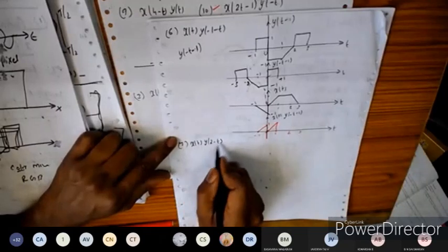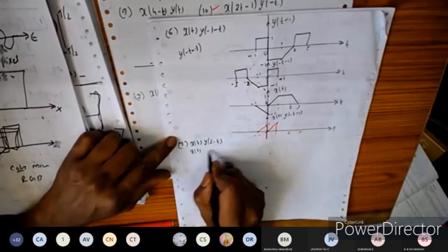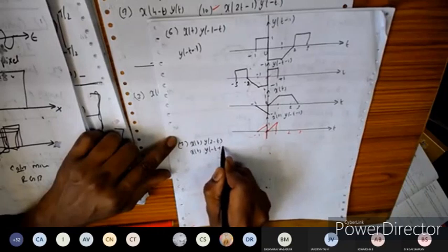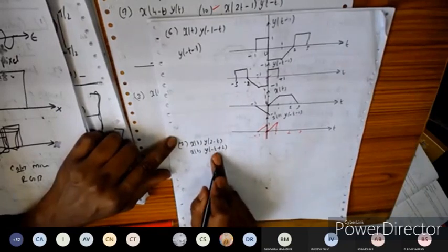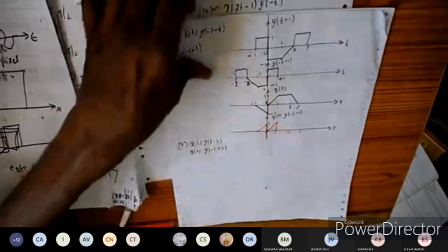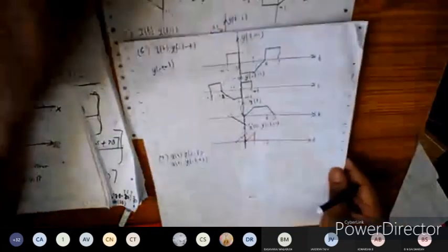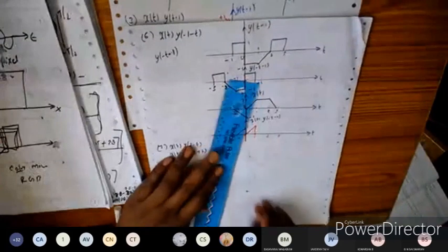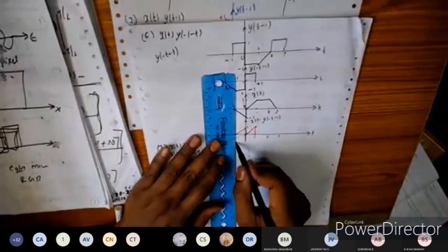So x of t into y of 2 minus t is there. This one you can write like this here because we are familiar with minus t plus 2. We can write here x of t into y of minus t plus 2. So draw the lines and let us plot the waveforms here.